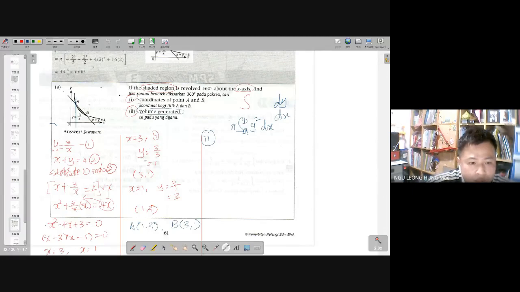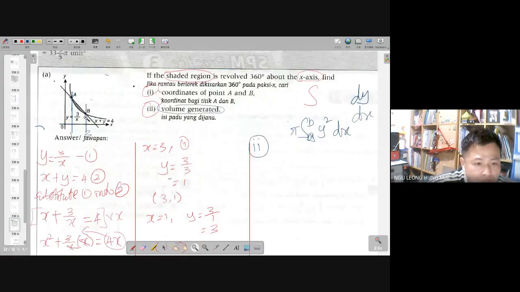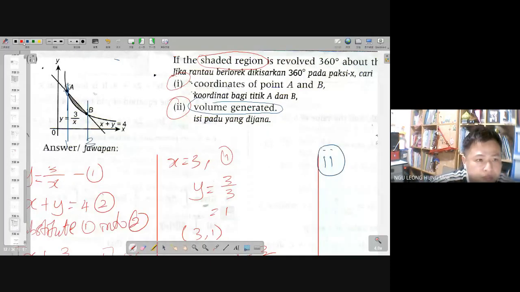So this one is 1, this one is 3. 1, 3, and then we try to label it. This one is the area. Let's say this is number 1, this is number 2. So you see, we have two equations, right? This is equation 1. This one is equation 2.